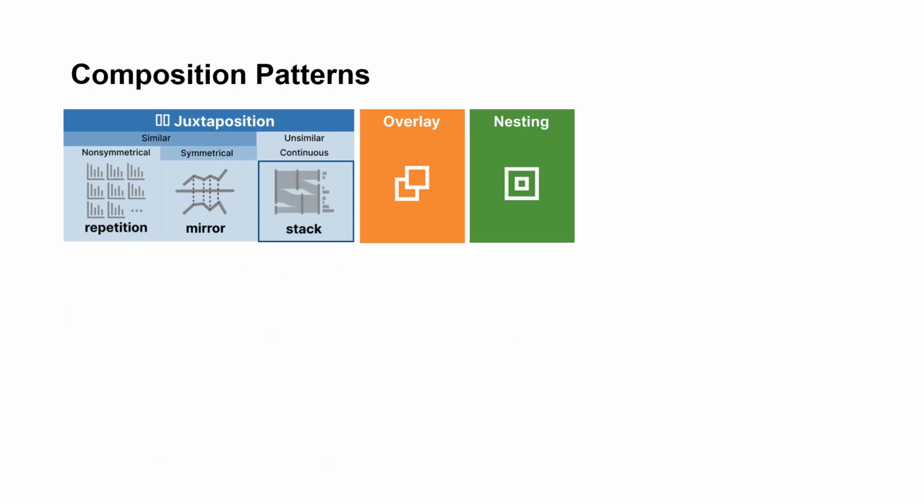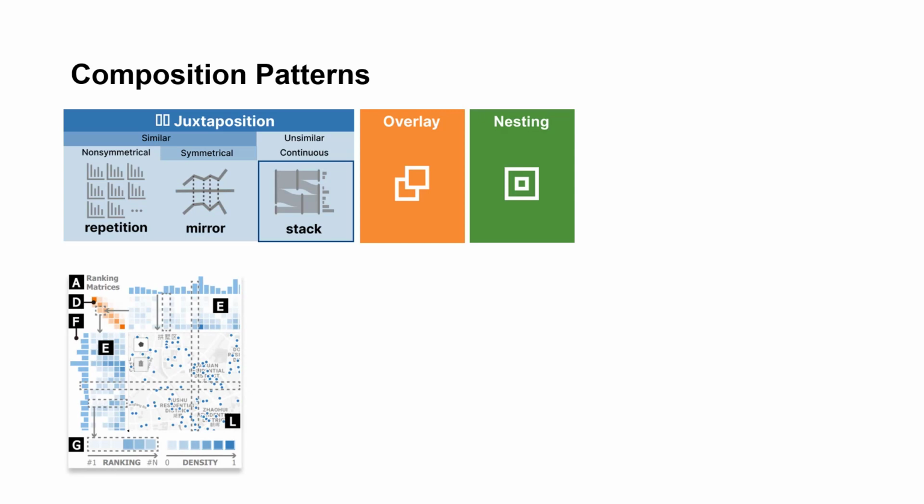Stack is different from the previous two patterns in that its visual components are of different structures or types. Two components share common visual dimensions that allow them to be stacked or concatenated together. Here is an example of a visualization of the map, heat map, and histogram. The visualizations are stacked through the same dimension.